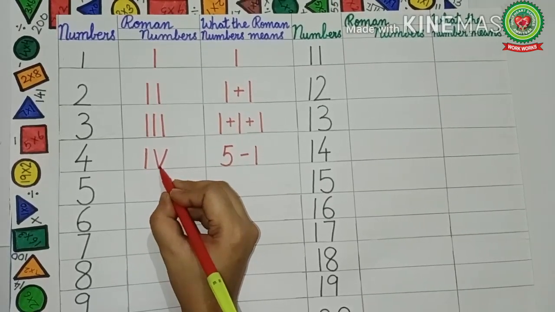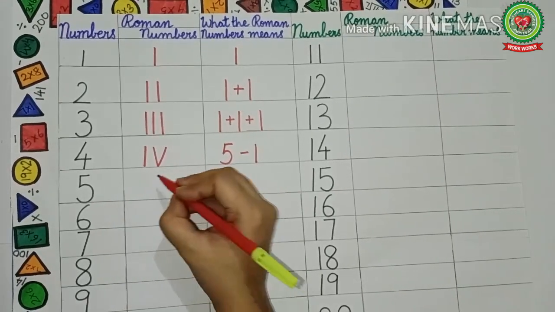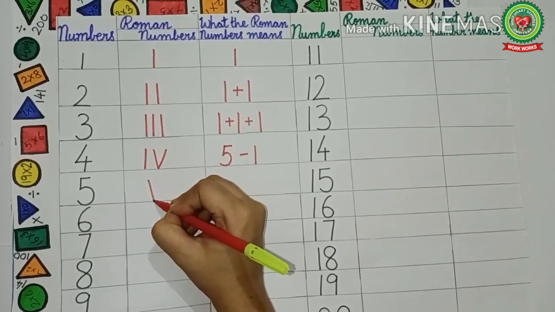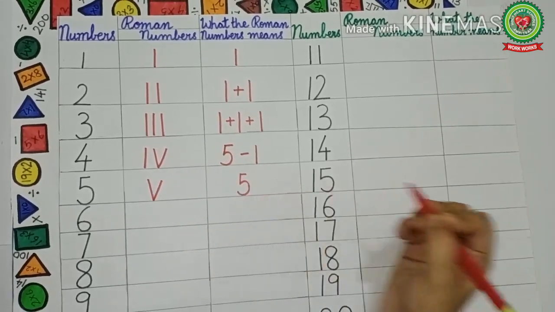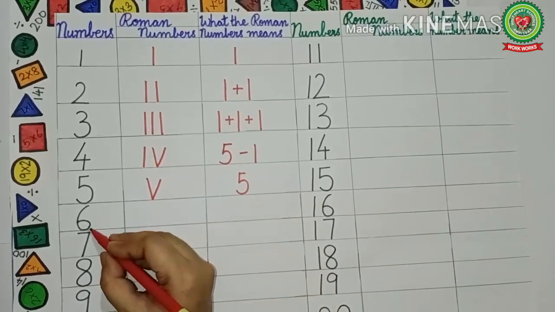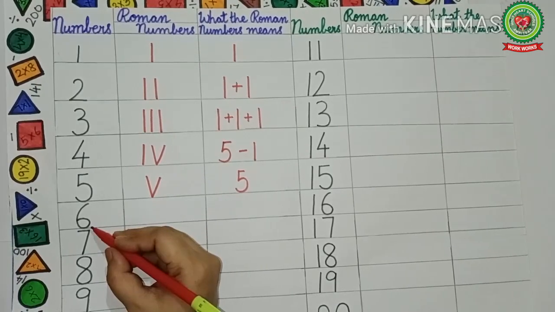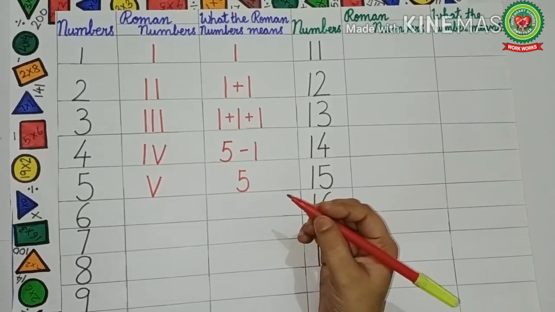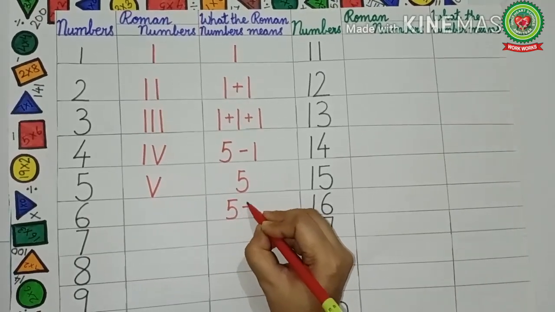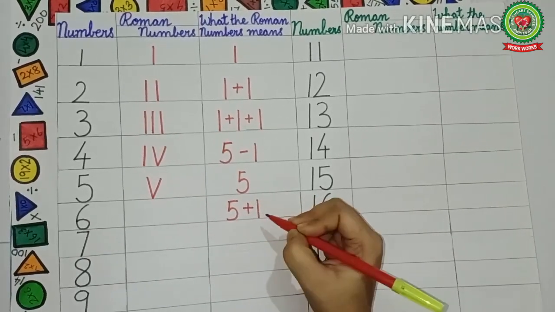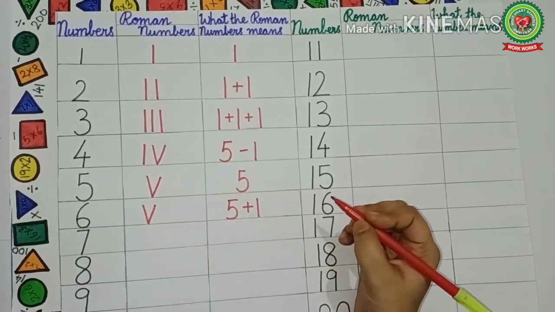That is I, V. Now next is 5. How do we write 5? We know we write 5 as V. That is 5 itself. Now next is 6. Now what is the meaning of 6? 6 means 5 plus 1. So how do we write 5? That is V. How do we write 1? That is I.